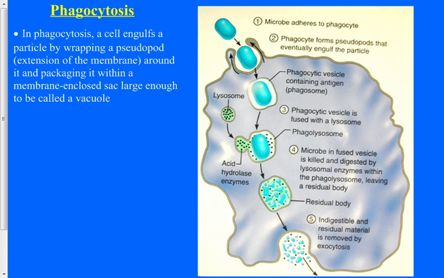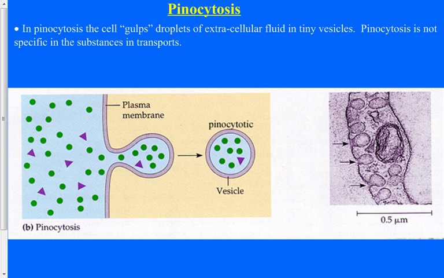So just to show you the pictures here. Phagocytosis, like we said, engulf it, bring it in, digest it, and you're done. Pinocytosis drinks it in. The fluid comes in like that. You actually see here an electron microscope picture of it happening. The cell makes these little bulbs and the fluid goes in and then they move into the cell.